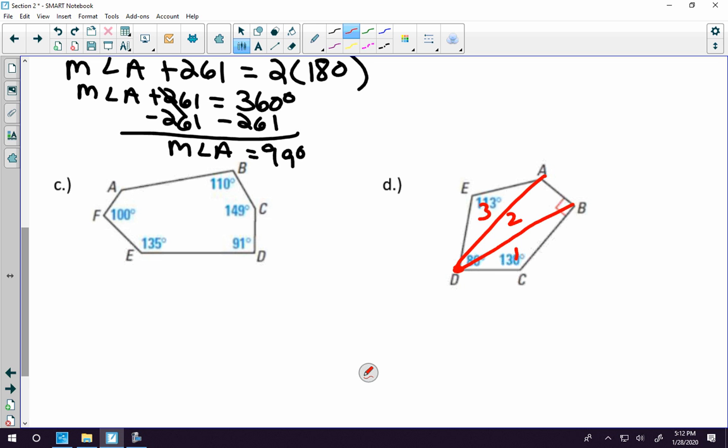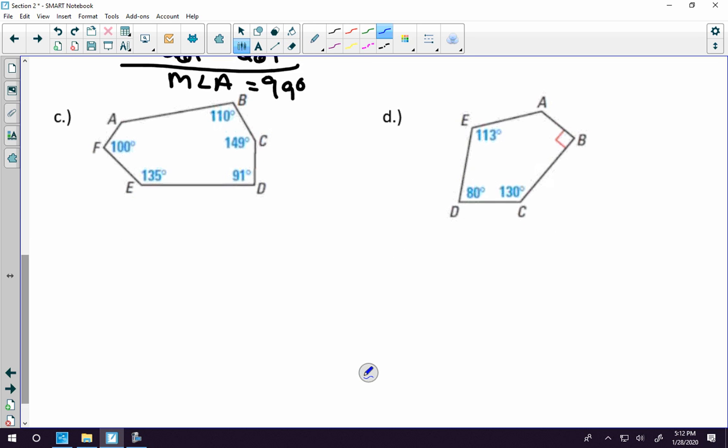Okay, why 5 sides, 3 triangles? It's always 2 less. Why? Because if I started from vertex D, I couldn't make triangles from there and there. The blue segments didn't create triangles. That's where this whole minus 2 part comes in. Okay, so if you still need to figure out how many triangles are inside visually, go ahead and do that. Okay, so here we go.